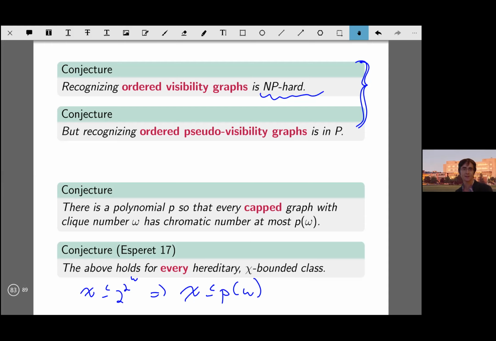So for this second conjecture, if I don't give you the ordering, do you think it's probably hard then? It has to be hard. Yeah, I would think so. I don't know why, but I would think so.